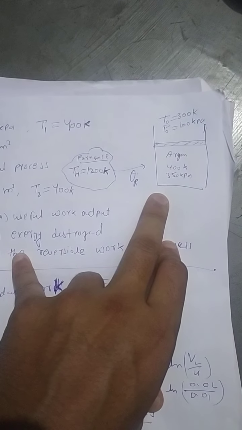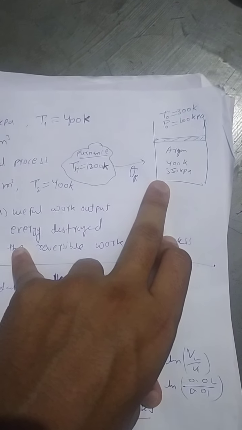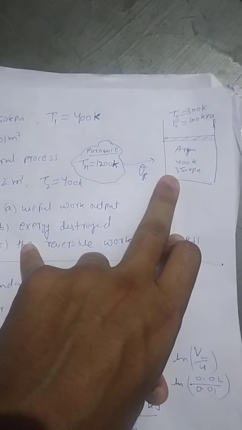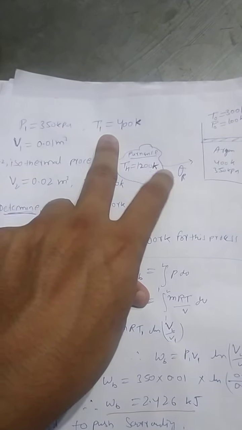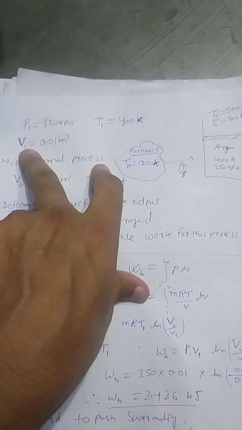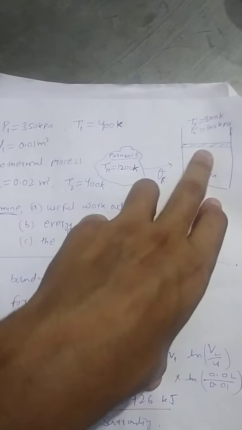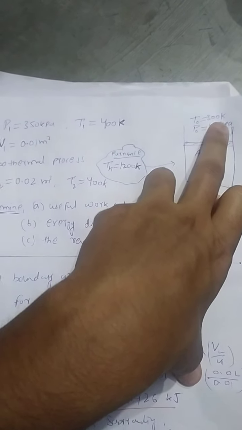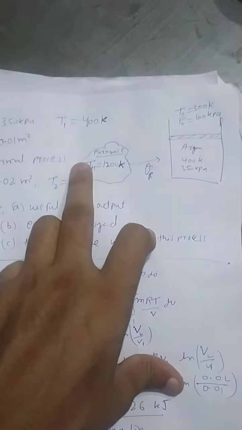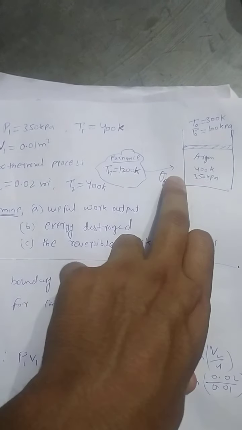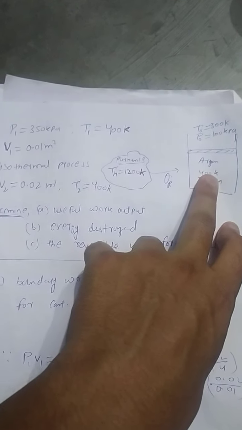So this question is given: a piston cylinder device heated by a furnace. Initial condition is 300 kilopascal and temperature is 400 Kelvin. Initial volume is 0.01 meter cube. Ambient temperature and pressure are given: 300 Kelvin and 100 kilopascal. Furnace temperature is 1200 Kelvin and QR is the heat transferring to the system, piston cylinder system.